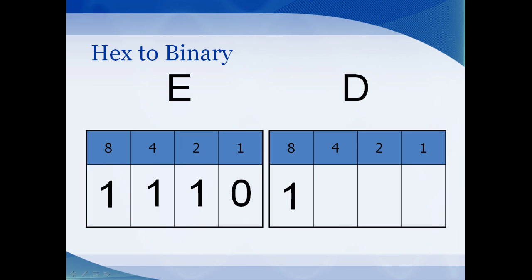Subtract out our 8, we're left with 5. Well, 5 is greater than 4, so we're going to put a 1 there and subtract out the 4. We're left with 1. So that means a 0 in the 2's place and a 1 in the 1's place. So our binary number 11101101 is equal to ED in hex.